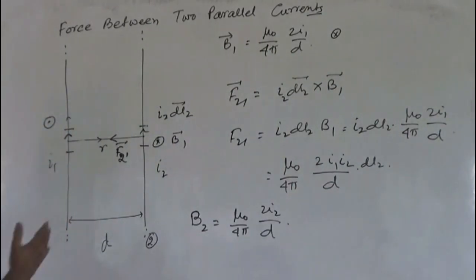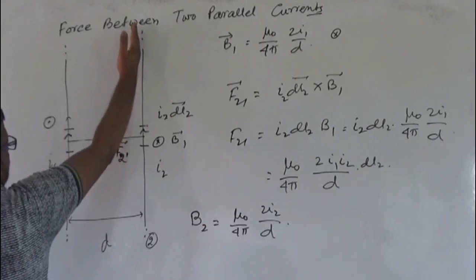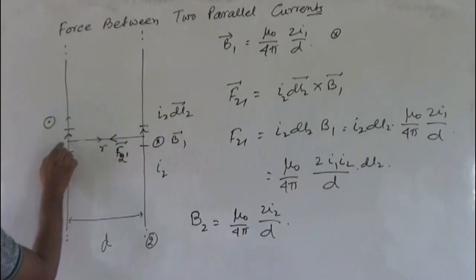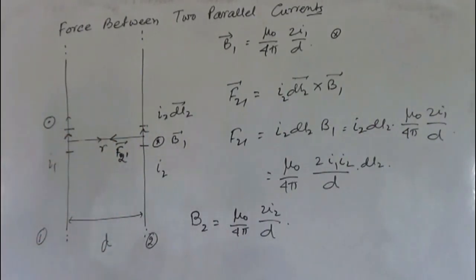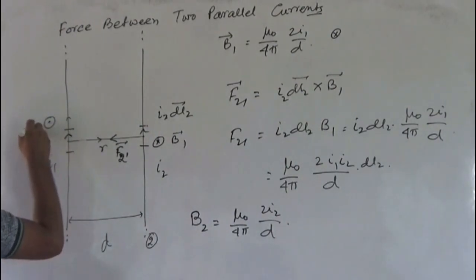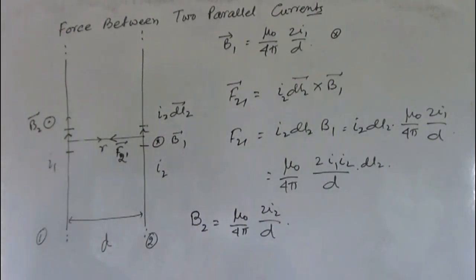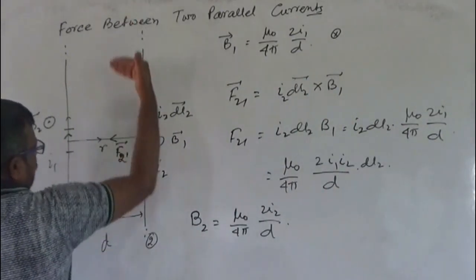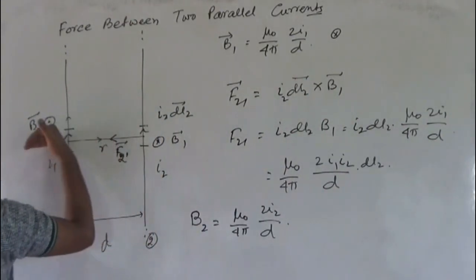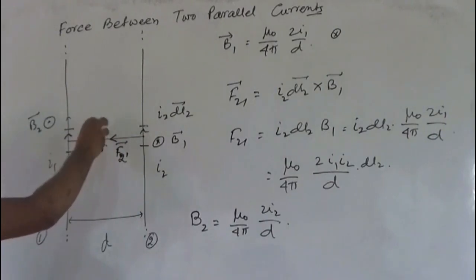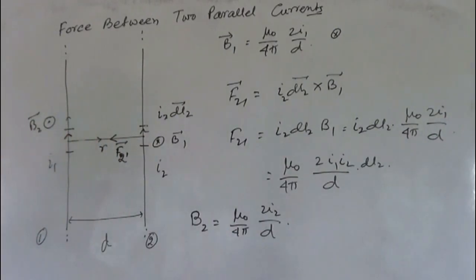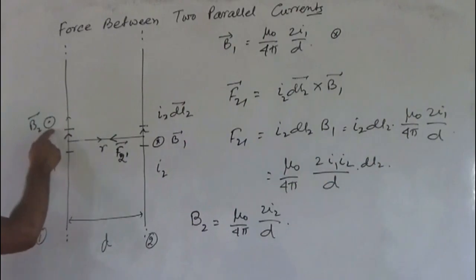See here, current flowing in this direction. Therefore, the field at this position I2 dl2 cross R in this direction, that is B2 is perpendicularly out of the board. See here, this is I2 dl2 and this time R is along this direction. Then rotate a corkscrew from I2 dl2 to R, I dl cross R, that is rotate anti-clockwise. Then it will come out of the board. That's why B2 is perpendicularly out of the board.